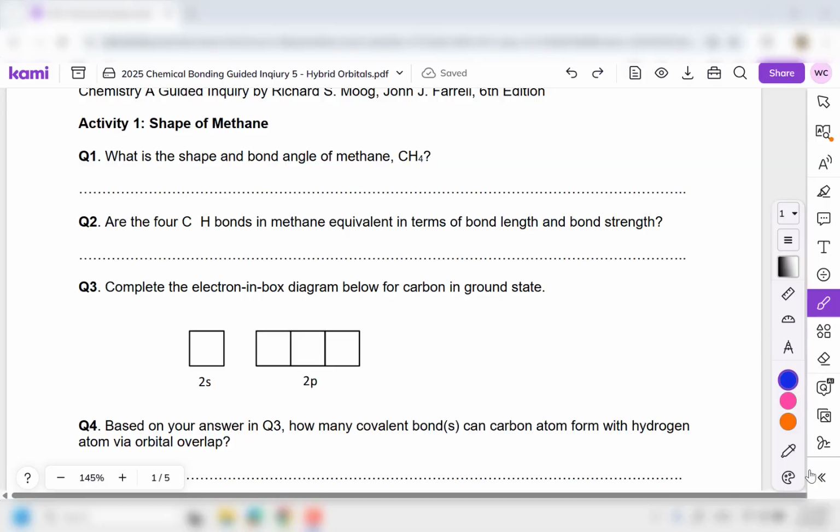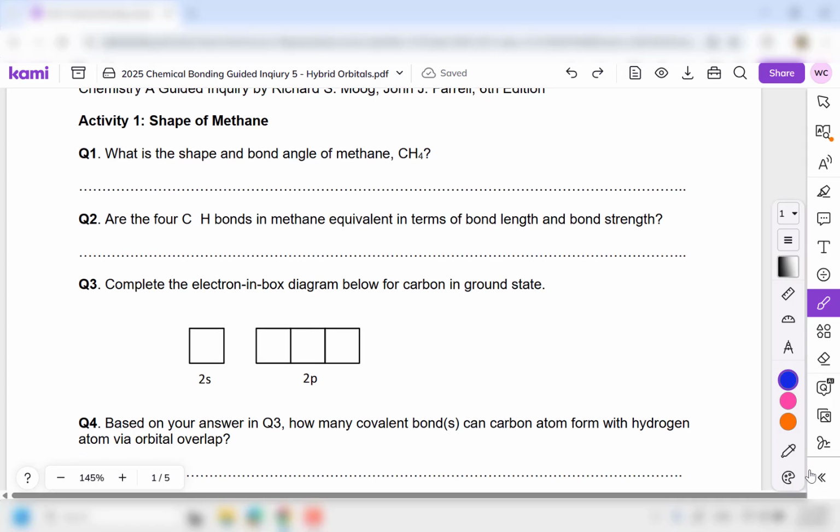Hello students, we are going to review this guided inquiry on hybridization. It's a relatively simple exercise asking you some questions. Some of these questions you can answer along the way based on what you have learned in the earlier section.